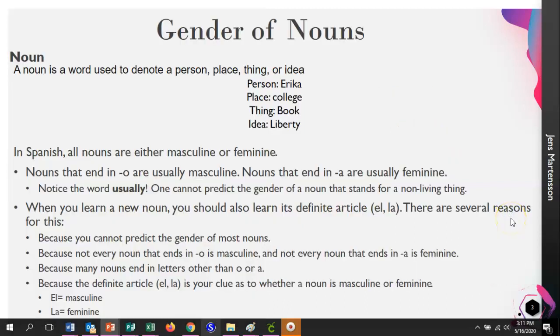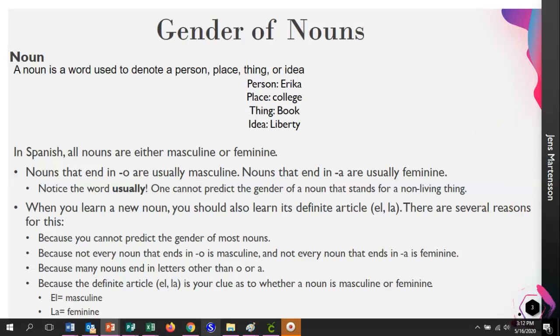So now that we have reviewed the alphabet, let's go right into gender of nouns. So a noun, just as it is in English, is a person, place, or a thing. So for example, a person, me, Erica, you're a person. So you would be considered a noun if we wrote it in a sentence. The place, let's just use the college. College is a place, so that is also considered a noun. A book. Okay, a computer is also a thing. Liberty is an idea, so that is also considered a noun. And it actually also depends on how you use it as part of a sentence. Okay, so remember, a noun is a person, place, or a thing.